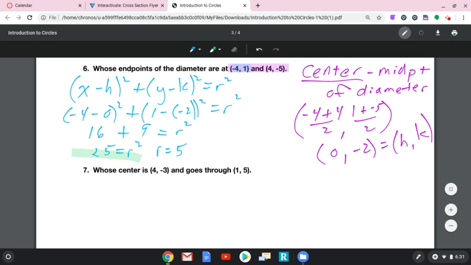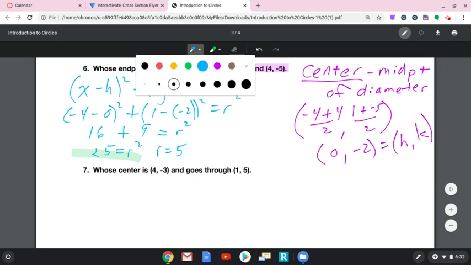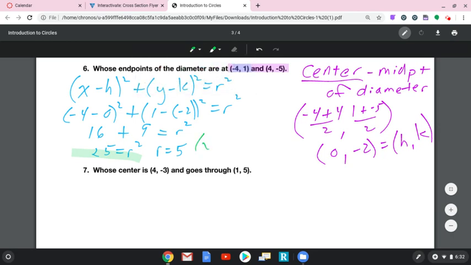Now remember, in the equation, we use x and y to represent every point on the circle. We use h and k to represent the center and r to represent our radius, and it has r squared. So if I write this out, I'm going to have x minus 0. So I don't have to even put x minus 0. If I have a 0, it's just going to be x squared. So I have x squared plus (y minus a -2), which is y plus 2, squared, that would equal r squared, which is 25. So that would be my final answer to number 6.